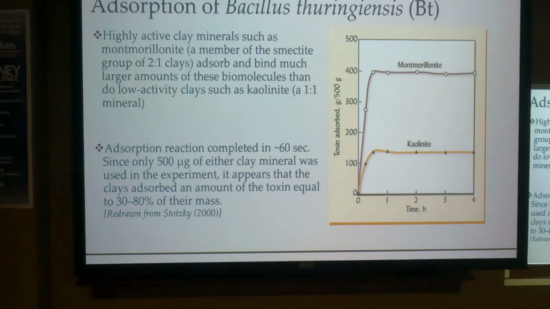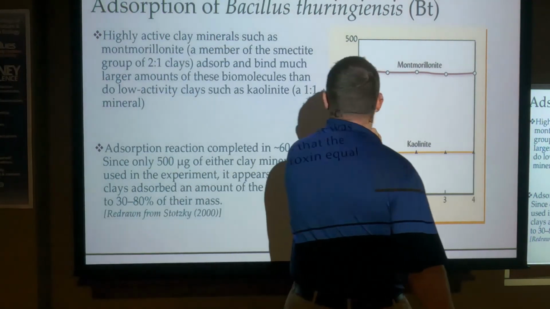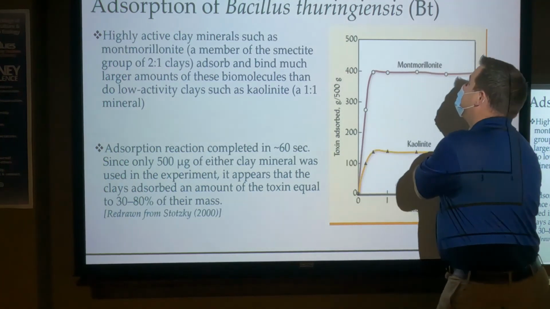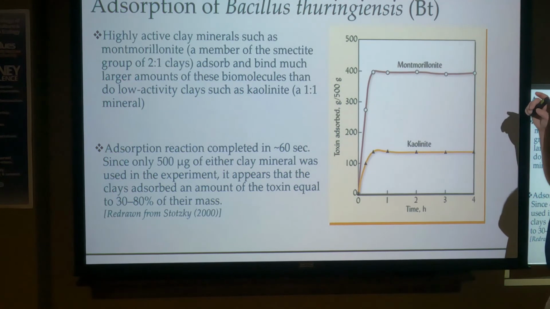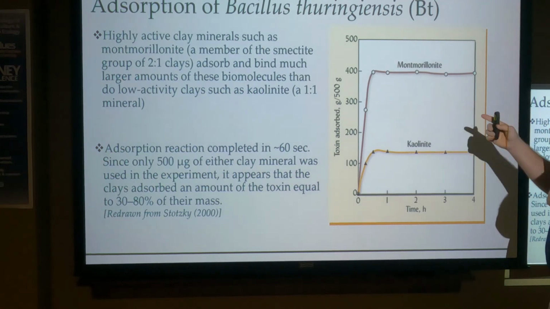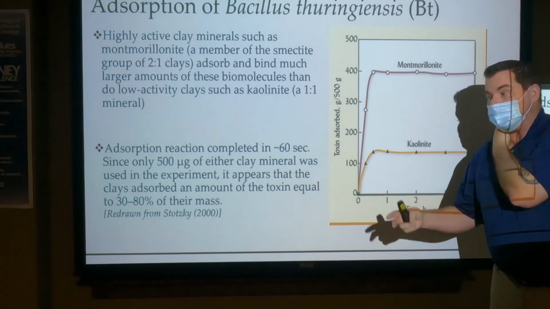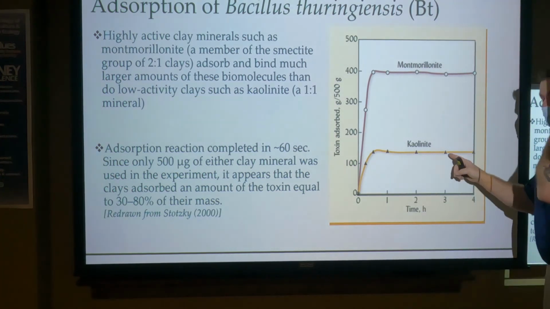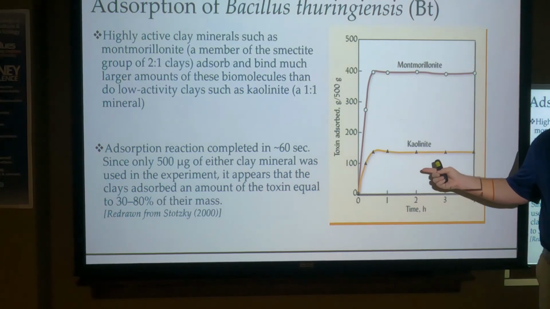So let's take a look here, just as an example. Many of us are familiar with Bt. It is something that is used in corn for the corn borer. What this experiment is showing is that they added the same amount of Bt to montmorillonite, which is a 2-to-1 clay, and also kaolinite, which is a 1-to-1 clay. So which one would have the higher CEC? Sorry, I'm still writing.